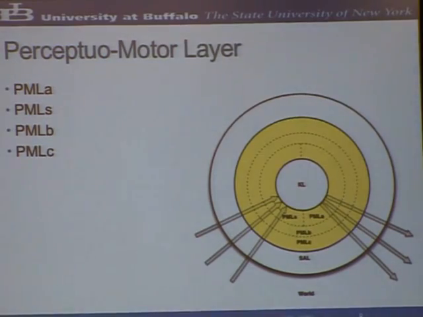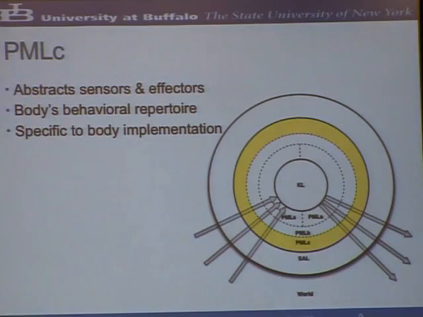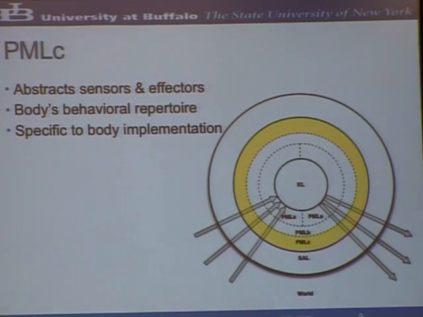The perceptual motor layer, the idea of a three-layered architecture seems, right? It's got to be a three-layer architecture, but somehow this layer is divided into three sublayers, one of which is now split in half. So two sublayers and one pair of half sublayers. The PMLC essentially abstracts the sensors and effectors into the basic bodily repertoire, and is specific to the implementation of the body on either a software or hardware robot.